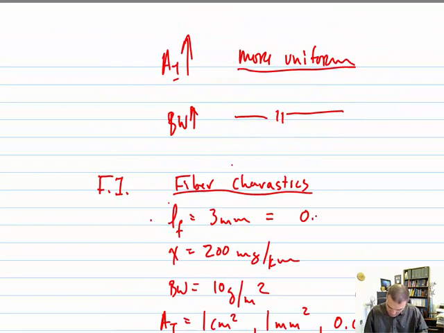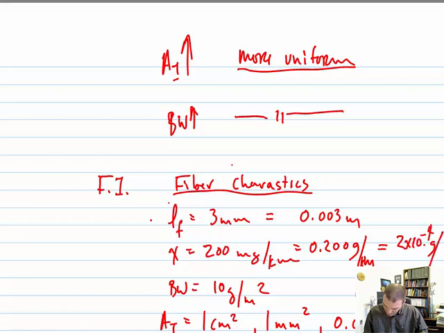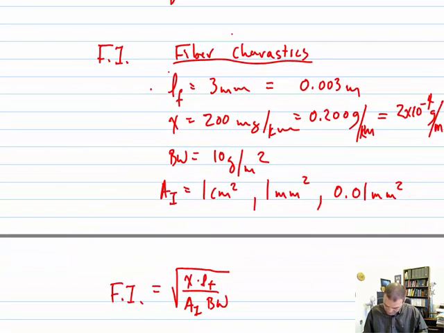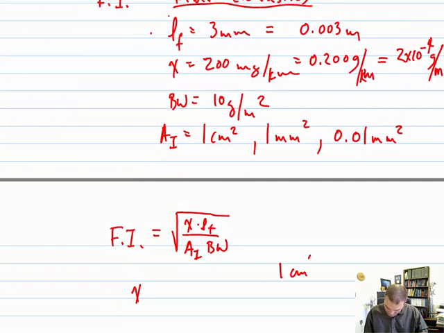Let's convert this into meters, 0.003 meters. We're going to convert the coarseness into grams per meter, so it first becomes 0.20 grams per kilometer. And then if we change this finally into grams per meter, we end up with 2 times 10 to the negative 4th grams per meter. And our basis weight's fine. Our area of inspection, 1 centimeter squared, is equal to 1 times 10 to the minus 4th meter squared.